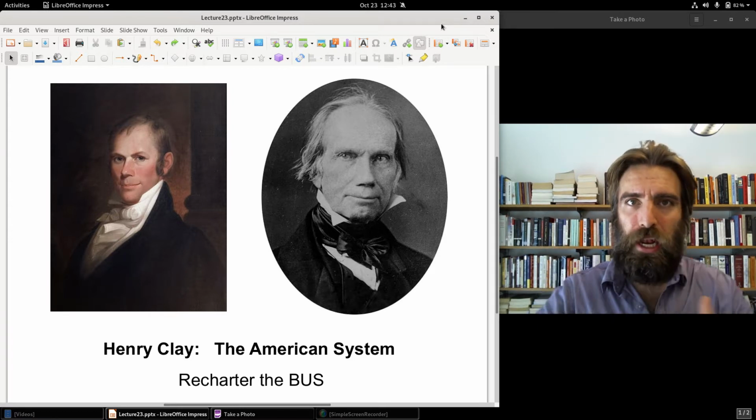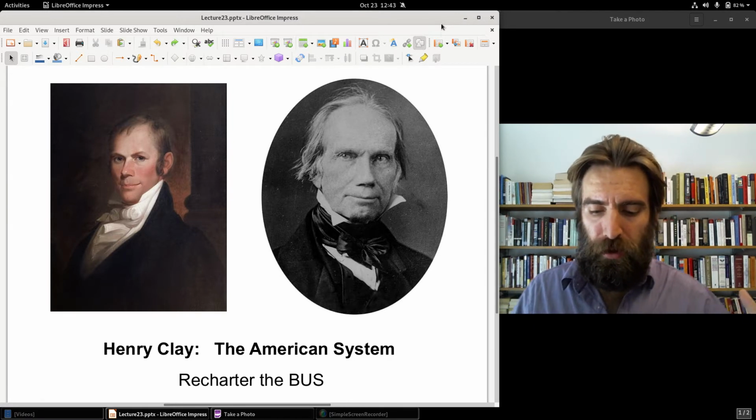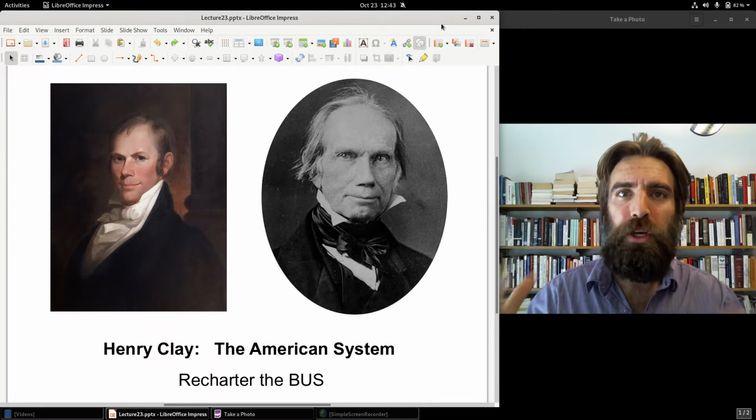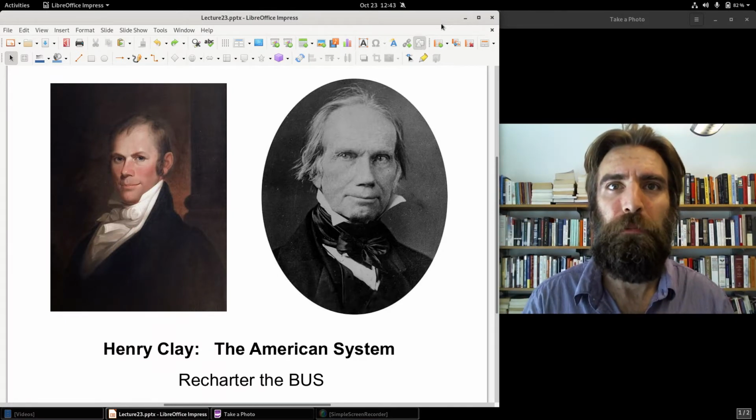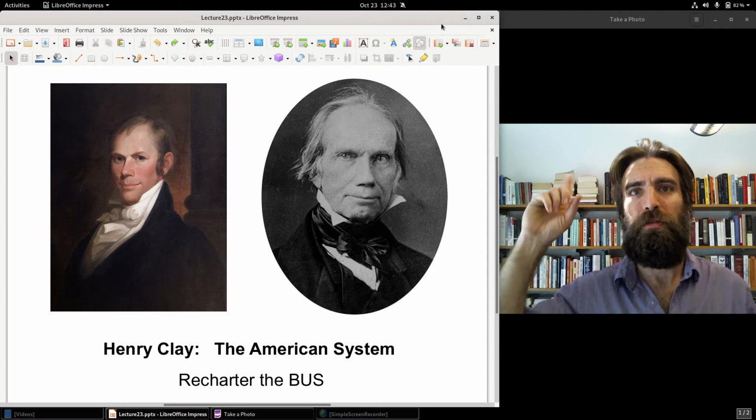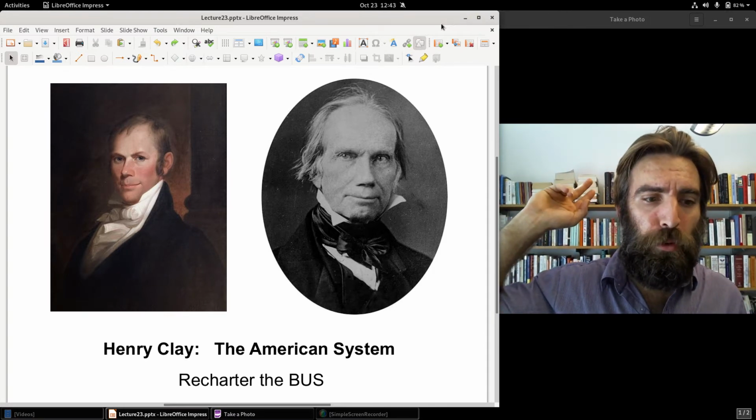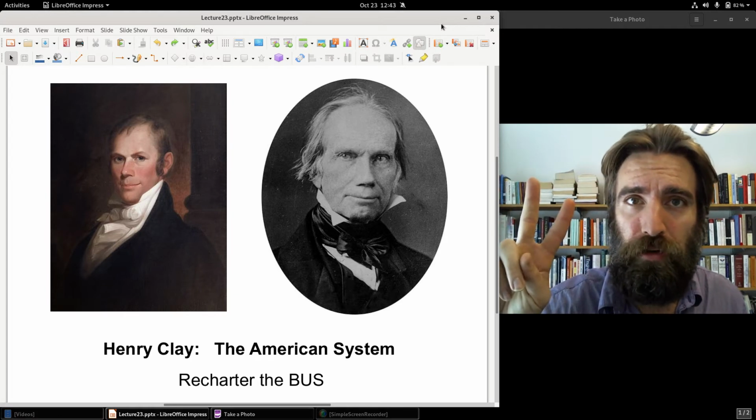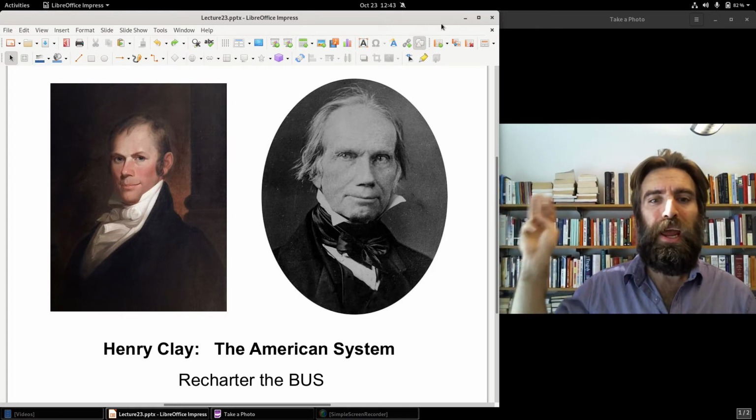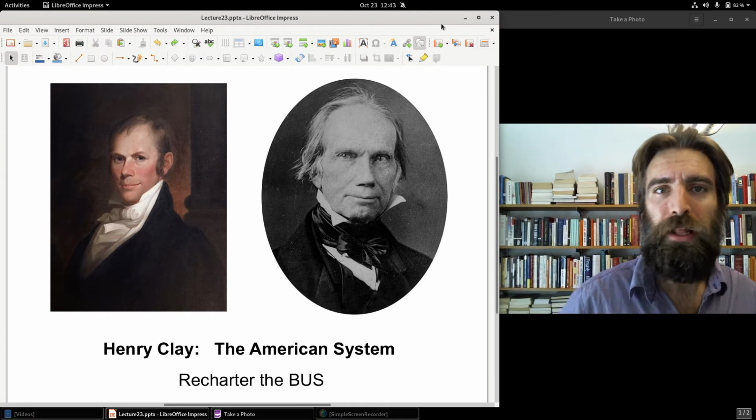he designed this policy program which he called the American system. The American system. And the American system supported protective tariffs for American industry, supported federal dollars for infrastructure projects, and supported rechartering the Bank of the United States.